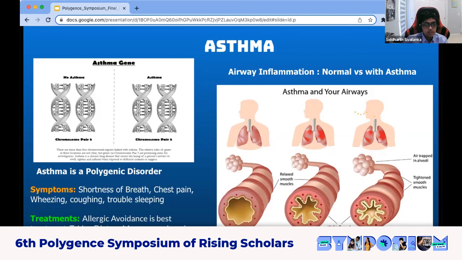And so asthma is actually influenced by various environmental factors like allergies, ozone gas, air pollution, etc. Symptoms of asthma include shortness of breath, coughing, trouble sleeping, and asthma's treatments are mostly lifestyle changes like taking dietary measures or reducing exposure to things like flu.